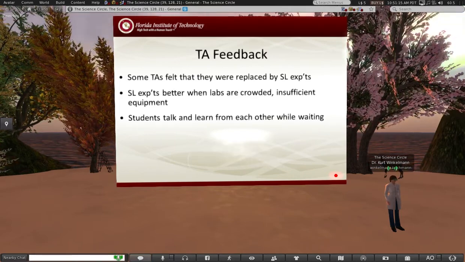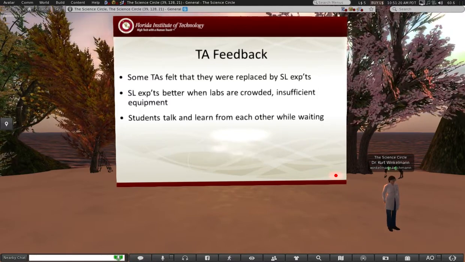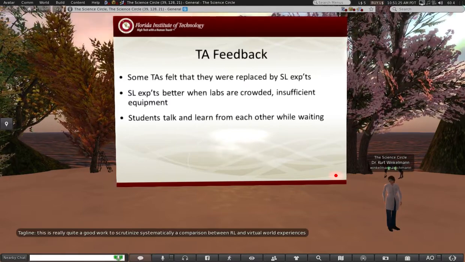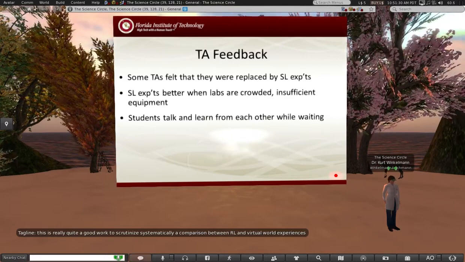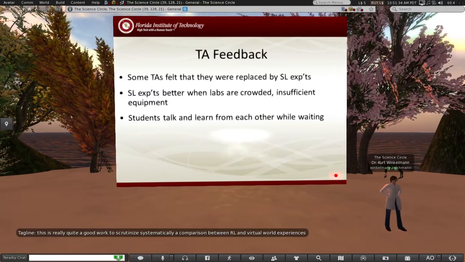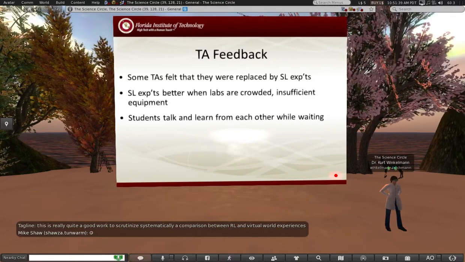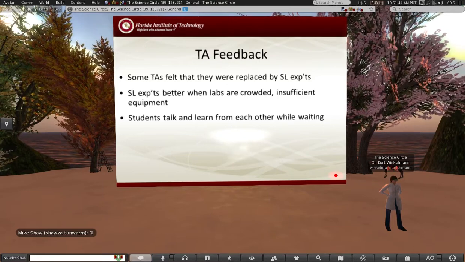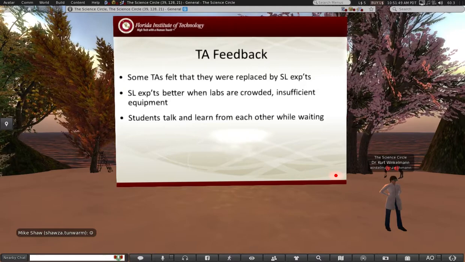They did say that the Second Life experiments were better when the labs were overcrowded and there was insufficient equipment, so even lab partners had to share equipment with other lab partners in other groups, and that can be kind of a hassle. And although the students cited the fact that in Second Life you don't have to wait around in line to get stuff, and that's true, the students thought that was an advantage.